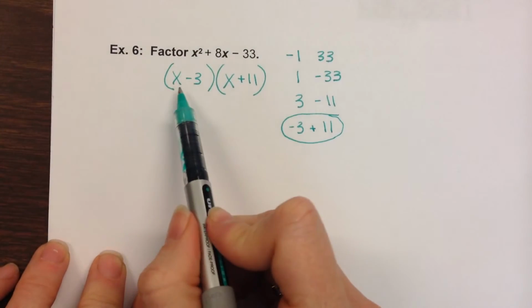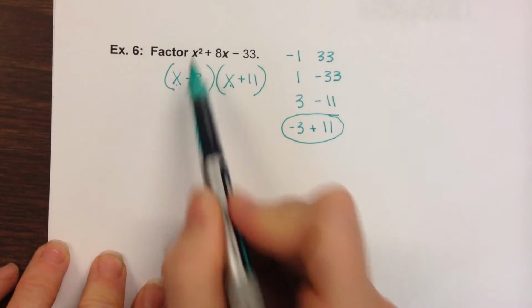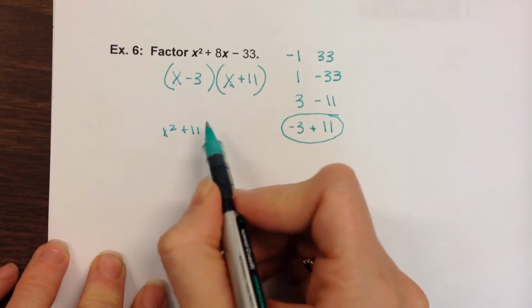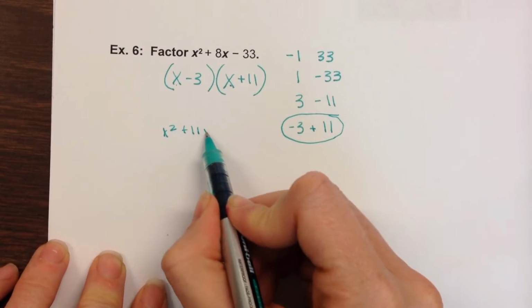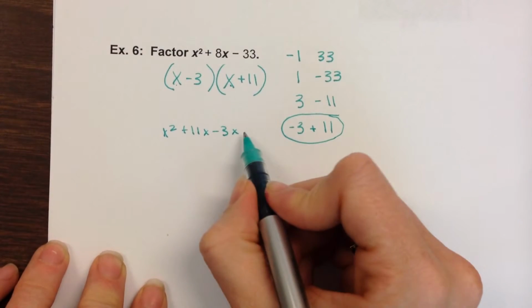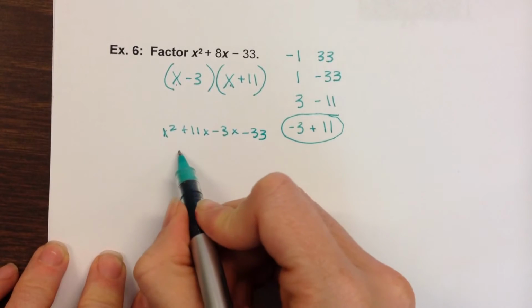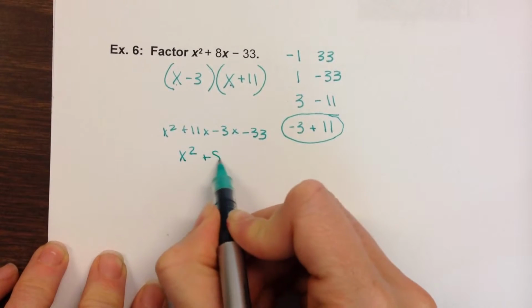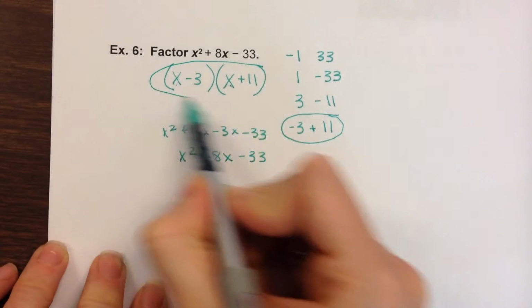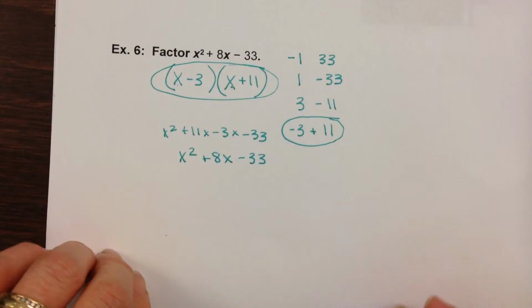I could check myself by multiplying. X times x is x squared. X times 11 is 11x. -3 times x is a -3x. And a -3 times a +11 is a -33, which simplifies to the same thing that I started with. So this would be my polynomial in factored form.